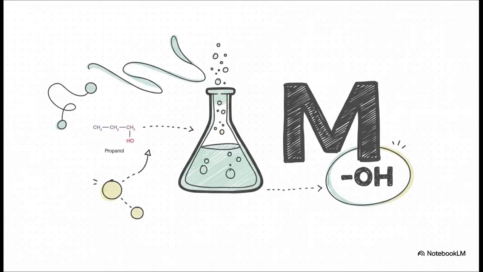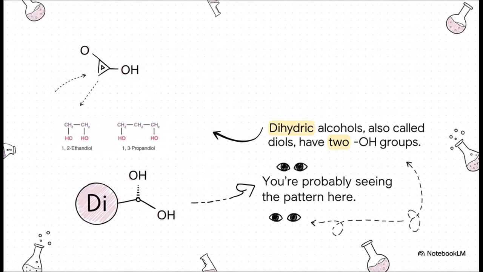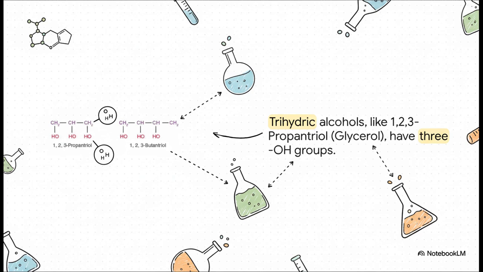If a molecule has just one OH group, like the propanol you're looking at here, we call it a monohydric alcohol. Mono just means one. See? Pretty straightforward. Now, what do you think happens if we add a second OH group? Well, it becomes a dihydric alcohol, but a lot of chemists just call it a diol. Di means two, so you can probably guess where this is heading. And yup, with 3 OH groups, we get a trihydric alcohol. A perfect and really famous example is 1,2,3-propanetriol, which you've probably heard of by its common name, glycerol.